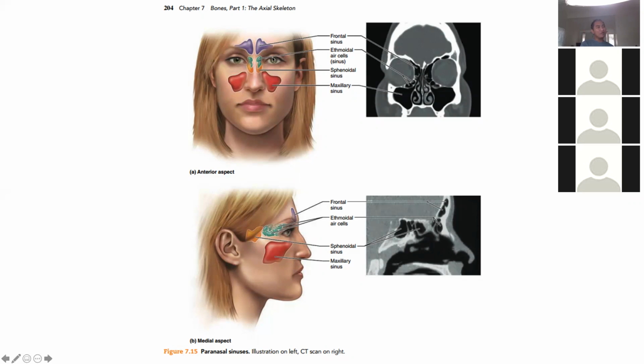Pain somewhere around here is from the sinus, and pain somewhere around here is the ethmoid bone, ethmoid sinus, and so on. If we do the scan, these are the areas we can see: the maxillary sinus, frontal bone, frontal sinus, ethmoid bone, ethmoid sinus. Inflammation of these sinuses is called sinusitis. Itis means inflammation, so sinusitis is inflammation of the sinuses.